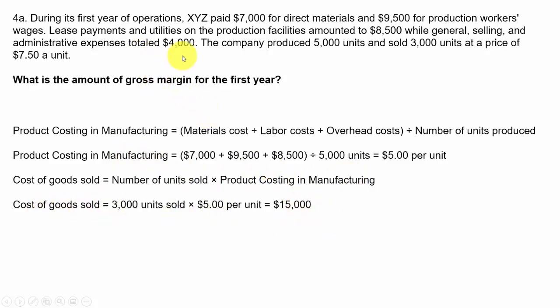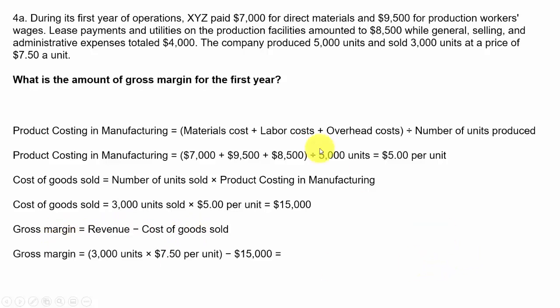Remember up here I said that sales minus cost of goods sold equals gross margin. Well, you can take that formula, revenue, which is sales, minus cost of goods sold, and get gross margin, and we can plug in some things that we know. They sold these 3,000 units at a price of $750 a piece, so we can find total revenue by multiplying 3,000 times $750, and then subtracting off the cost of goods sold that we figured out before.